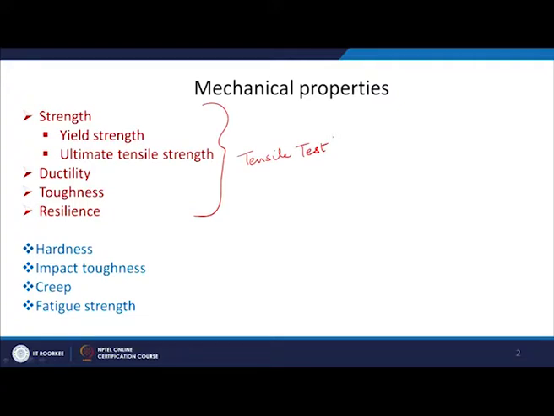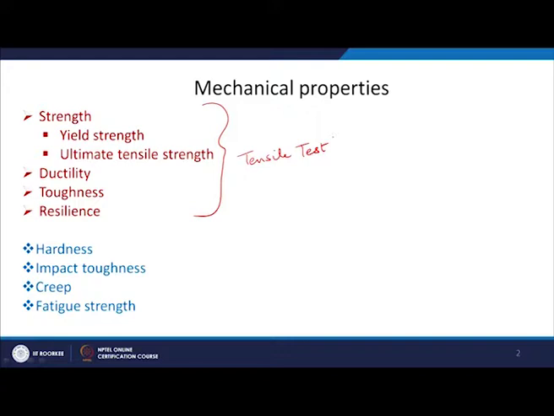So, strength of the material. In that you have a couple of strengths, yield strength and ultimate tensile strength, two of the most important strengths which we need, and then you have ductility, toughness and resilience.